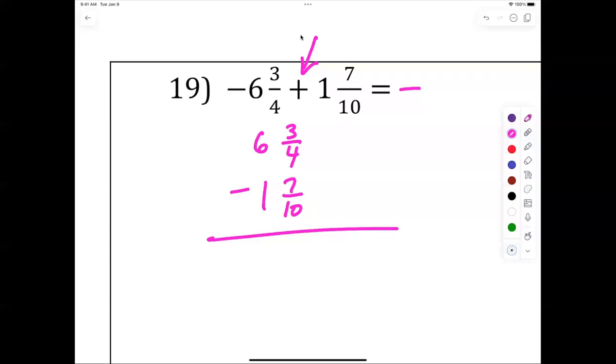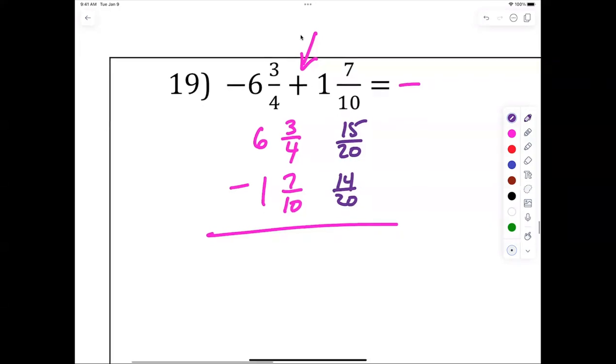Common denominator, Grant. 20. You are brilliant. 20 is the common denominator. So what, Grant, am I going to multiply the first fraction by? And what do I get? You are amazing. Multiply the second fraction by what? And I get, do I need to borrow this time? No, you're right. So what's my final answer?